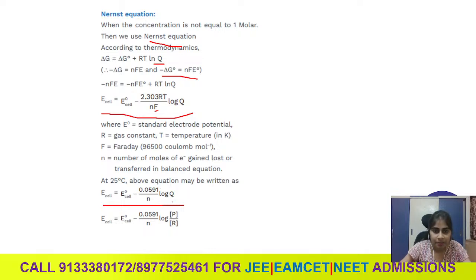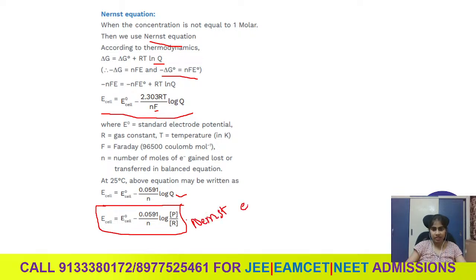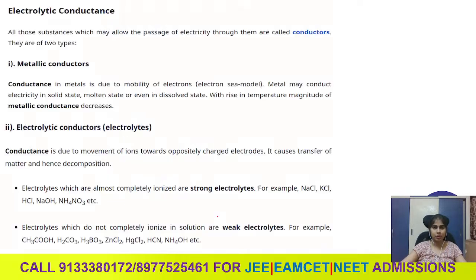What is this Q? This is the equilibrium constant, which you can see in chemical kinetics, that is the concentration of the products by the concentration of the reactants. The reaction constant is represented here. This is known as the Nernst equation. So this equation is very much helpful for the problems.